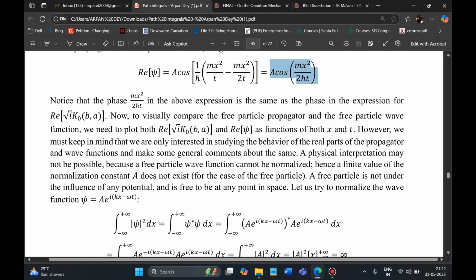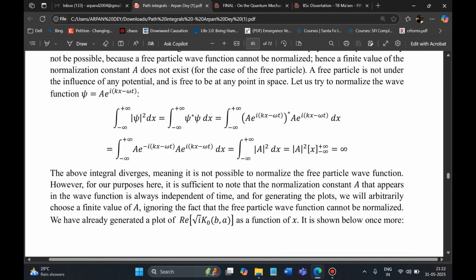However, technically, a physical interpretation may not be possible because to do the plots, we are assuming a finite constant arbitrary value of a. But for a free particle in general, the normalization constant may not have a finite value. That's what I'm trying to say.